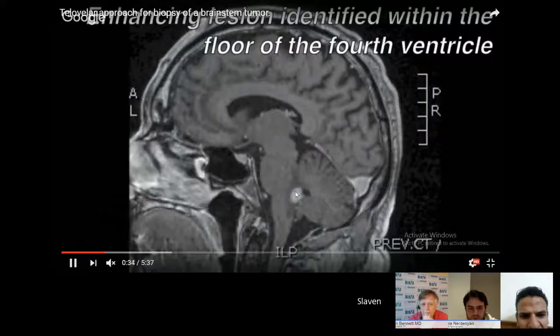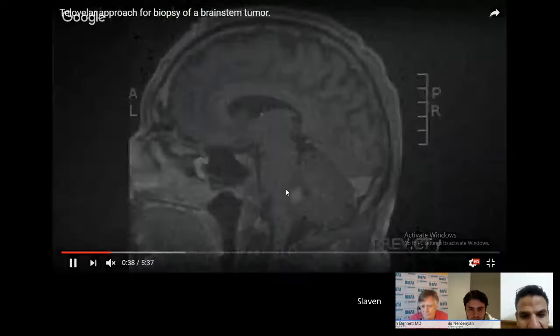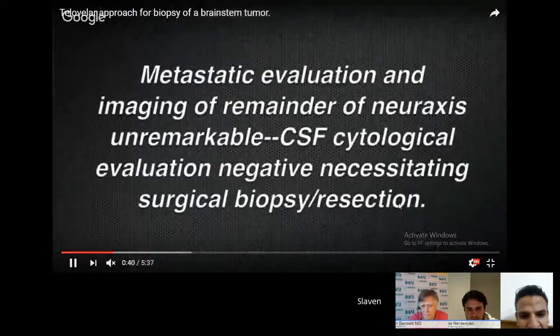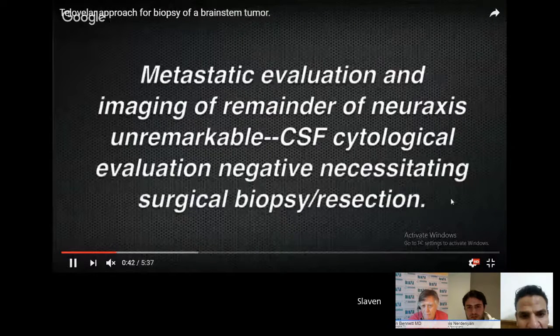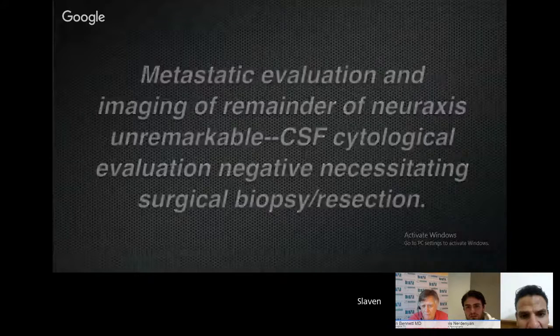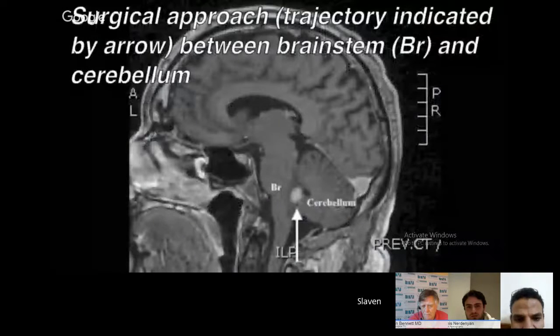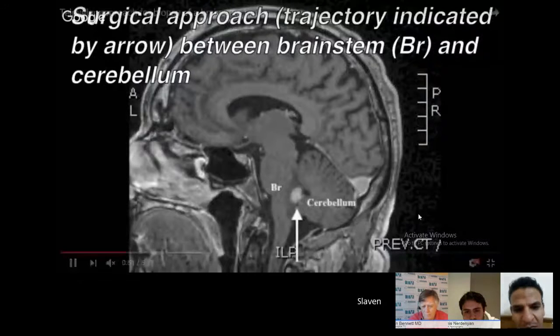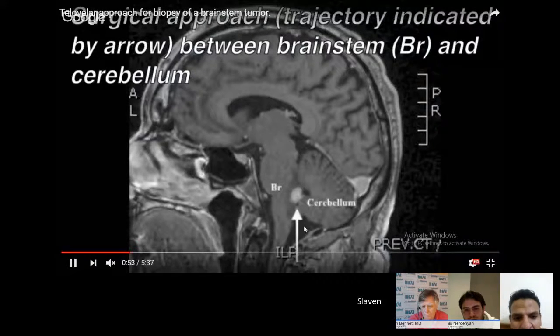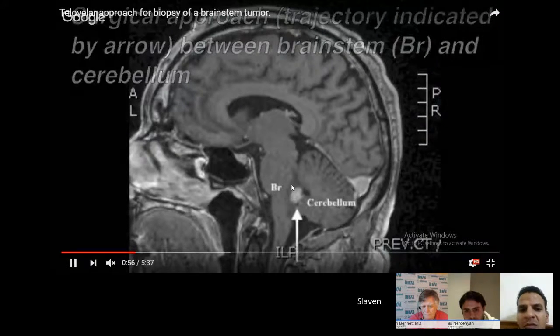Okay, so this is the image of this patient. We can see the tumor here. So what is indicated is the biopsy of this growth here. And the surgical approach, which is planned, is right here. So it's the suboccipital approach.